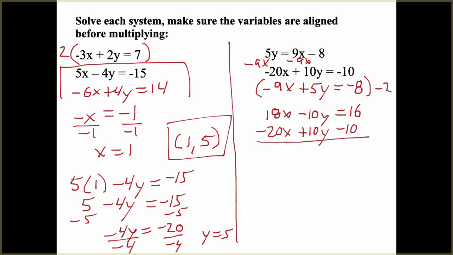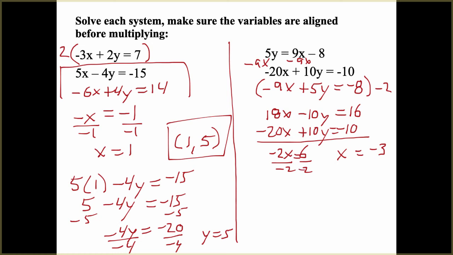18x minus 20x is -2x. -10y and 10y becomes 0. And 16 minus 10 is 6. Divide out by -2, and we get x equals -3. Wait, yeah, it's -3. So x is -3.